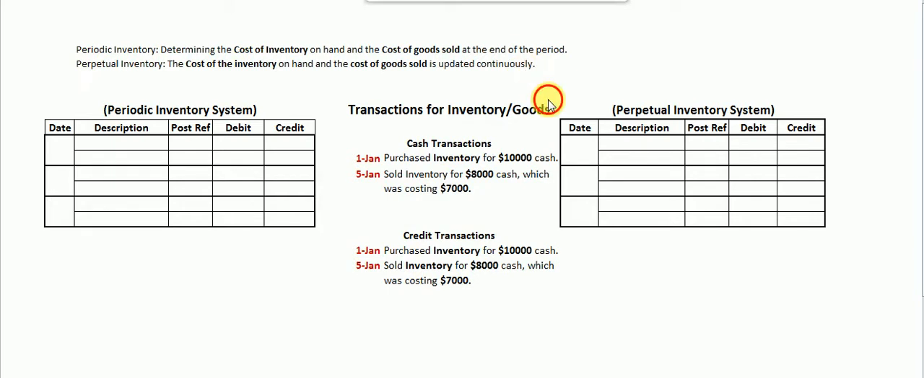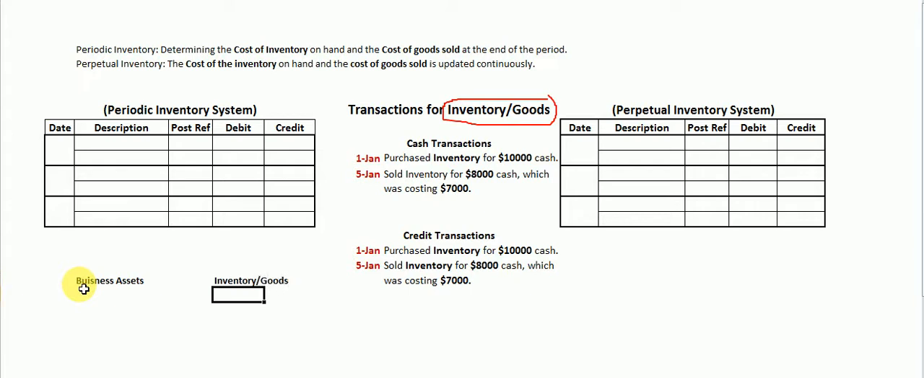When we are talking about inventory or goods, or sometimes merchandise or stock, these are names which are used interchangeably. So what do we actually mean by them? I'm briefly reminding you of the previous lecture where we explained business assets, and first I'm explaining briefly what is meant by business assets.